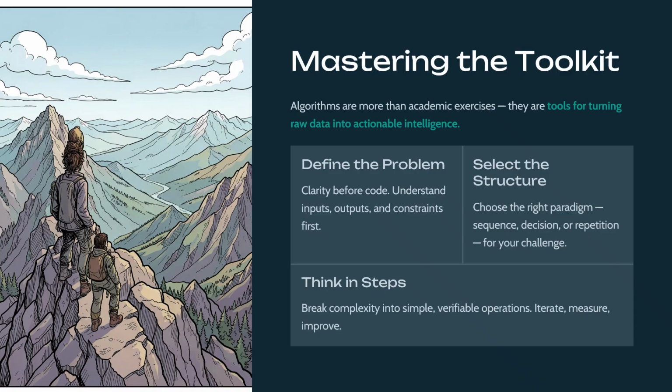Title: Mastering the Toolkit. In conclusion, algorithms provide the logical foundation for all software systems. Whenever we encounter a problem, we should first clearly define the inputs, outputs, and constraints. Next, we should select the most suitable algorithmic paradigm based on the characteristics of the problem. Finally, we should think in logical steps, verify the correctness of the algorithm, and continuously improve its efficiency through testing and optimization.